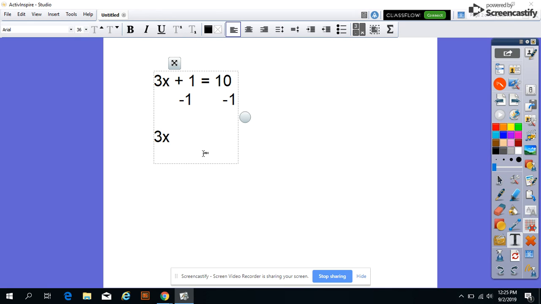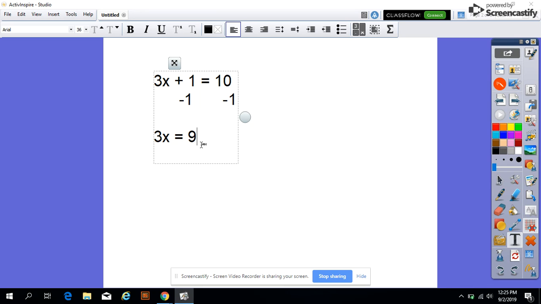Now what's remaining is 3x equals 10 minus 1, which is 9. By the way, the reason this is just 3x again is because 1 minus 1 equals 0. I could write a plus 0 here, but it doesn't help me. Now, I'm trying to figure out what I can plug in with this x right here to make this work.